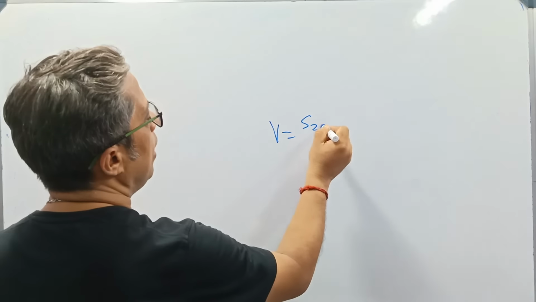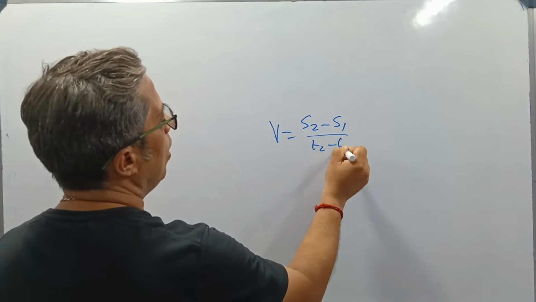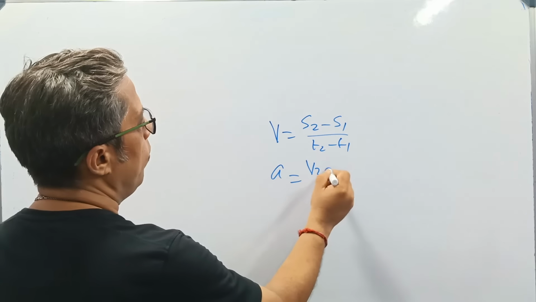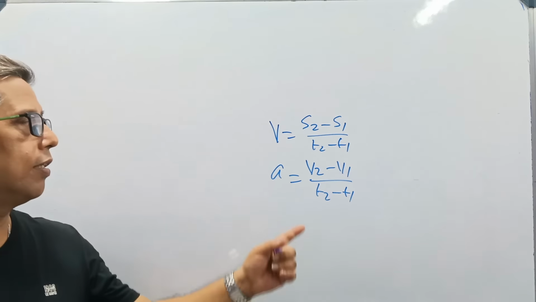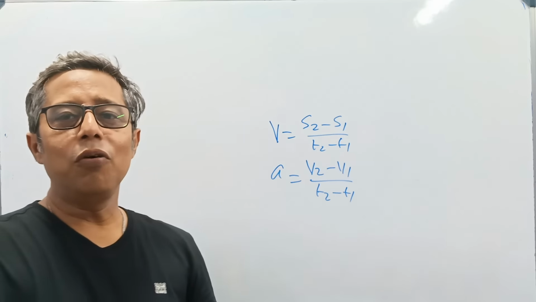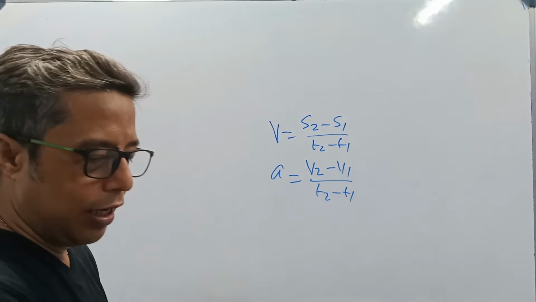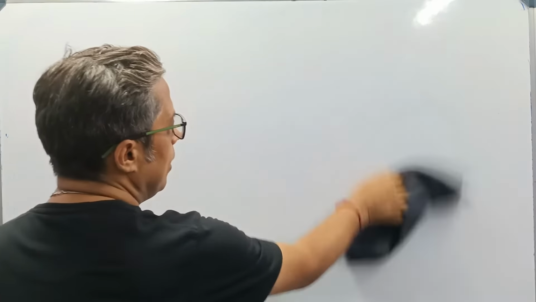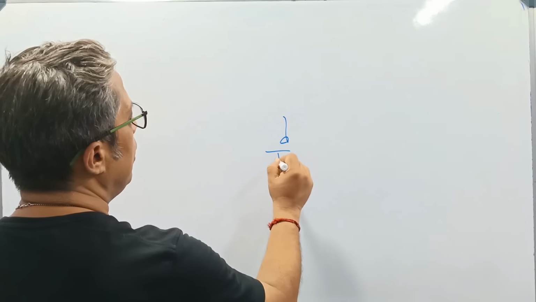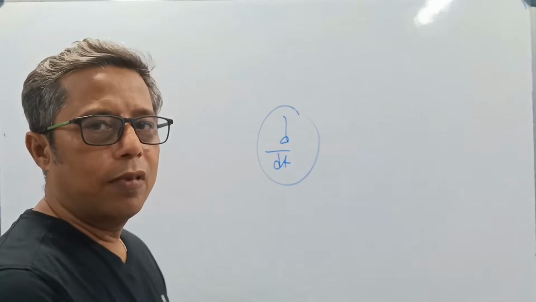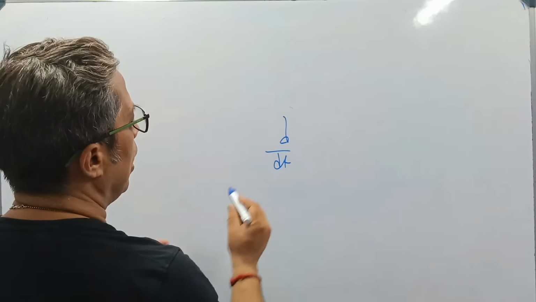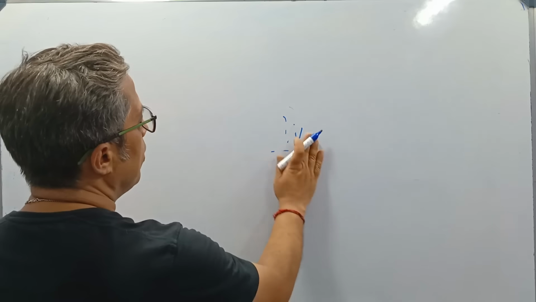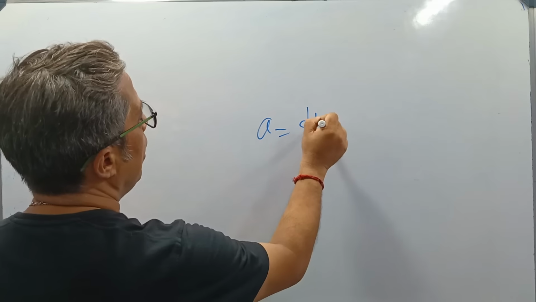Now what we have seen is that velocity means s2 minus s1 by t2 minus t1. Acceleration means v2 minus v1 by t2 minus t1. These are all rate measures, which means they are time dependent, changing with time. In a more advanced way, we can write it as d/dt. This is an operator applied to a parameter, like dv/dt. Whenever you say dv/dt, we are saying acceleration.